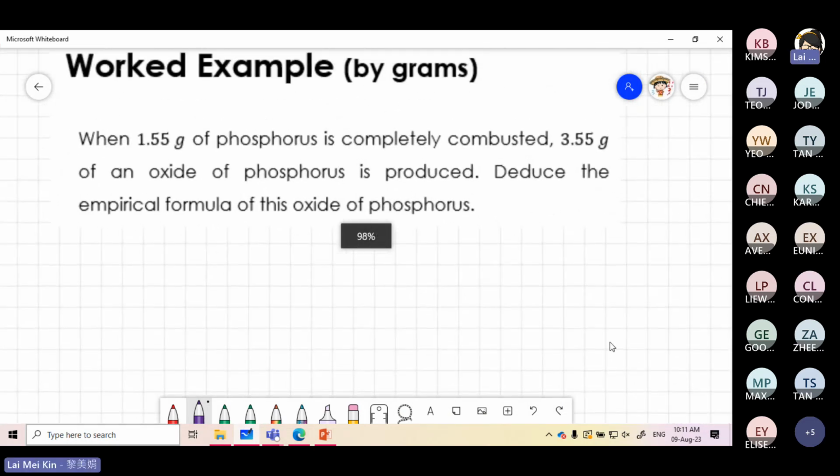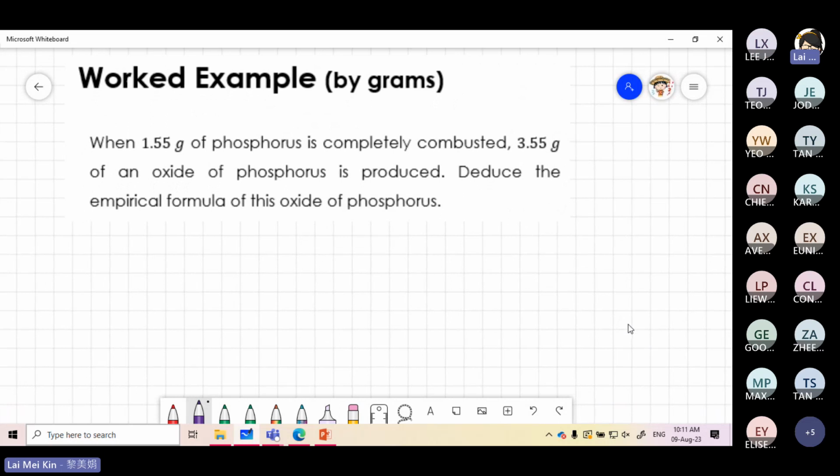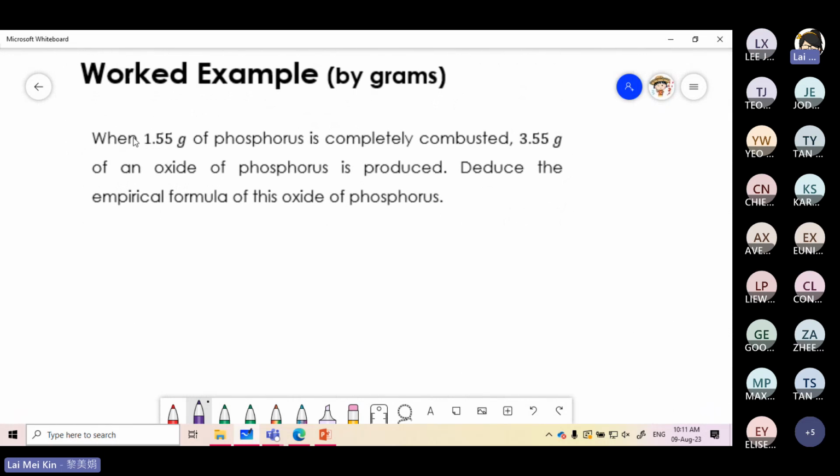Okay, I prefer to write it on the board rather than following the step-by-step guide. When I have 1.55 gram of phosphorus, it is being completely combusted. What does combusted mean? Burn in oxygen. Combustion means burning in oxygen.